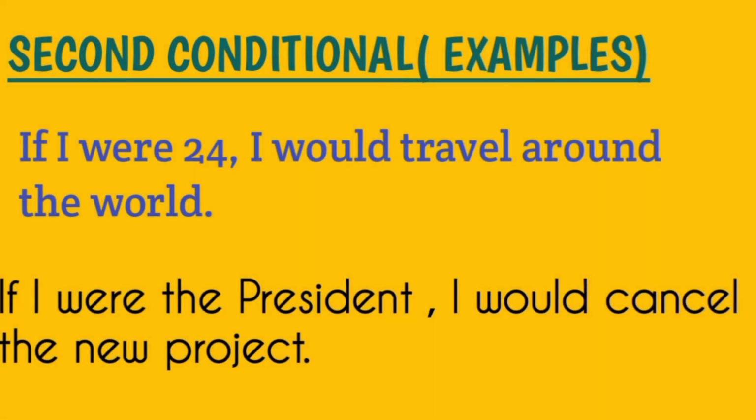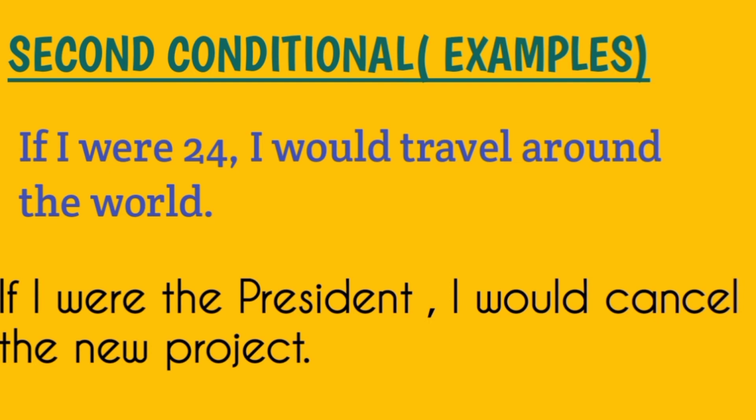Let me give you some examples. If I were 24, I would travel around the world, which means that's impossible because I'm not 24. Let's just say I'm 30. So the situation is impossible. Take note: if I were, comma, I would, next is base form, travel.